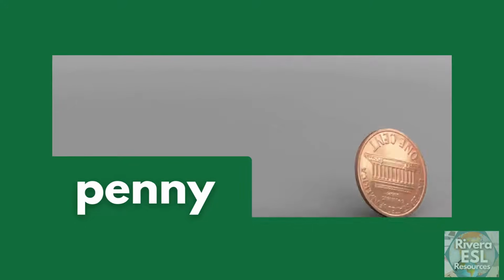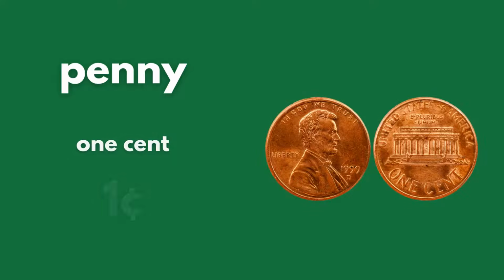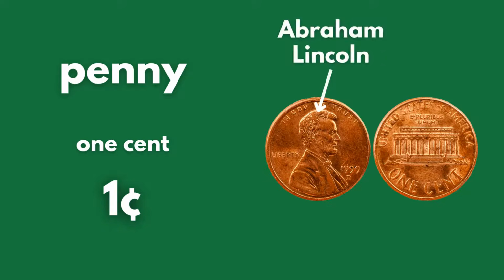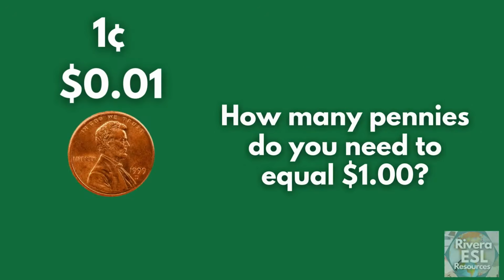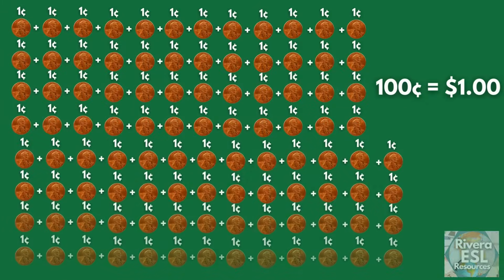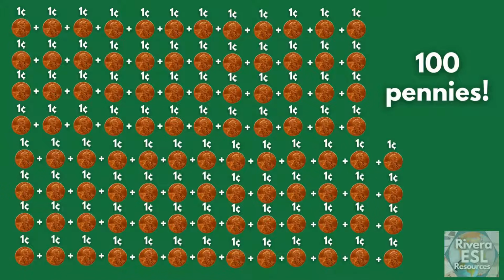Penny. A penny is worth 1 cent. On the penny, you'll see Abraham Lincoln on one side and the Lincoln Memorial in Washington, D.C. on the other side. If a penny is worth 1 cent, how many do you need to equal $1? So if 100 cents equals $1, that means that we need 100 pennies to equal $1.